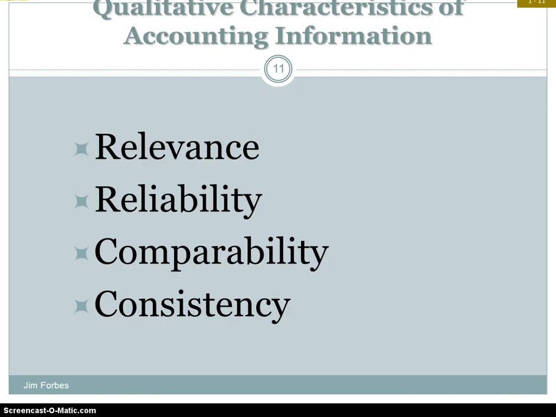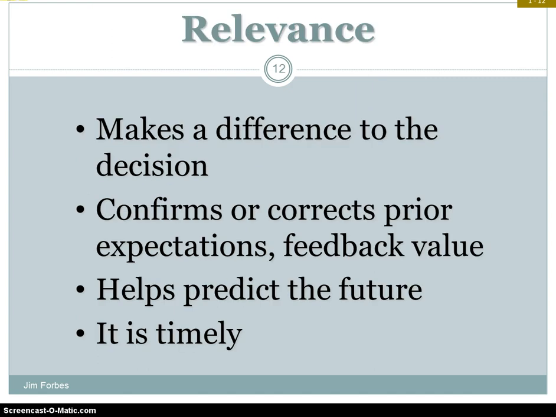Slide 11, qualitative characteristics. Accounting information needs to be relevant, it needs to be reliable, it needs to be comparable, and it needs to be consistent to have any value. Relevance. It makes a difference to the decision. And they won't define exactly what is relevant. This is one of the confusing areas in the legal field. What's relevant to one person might not be relevant to another.